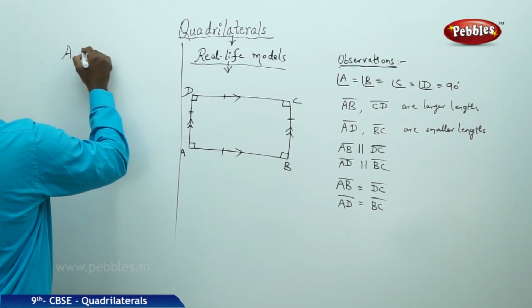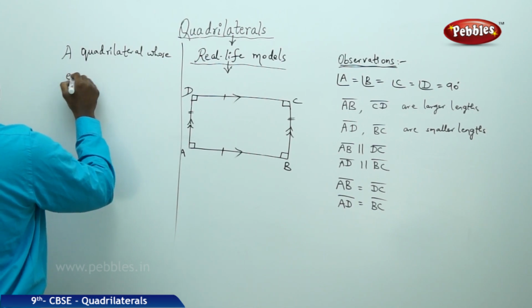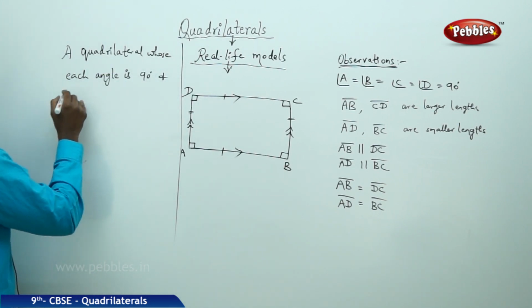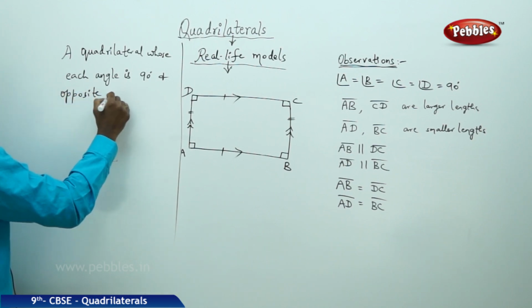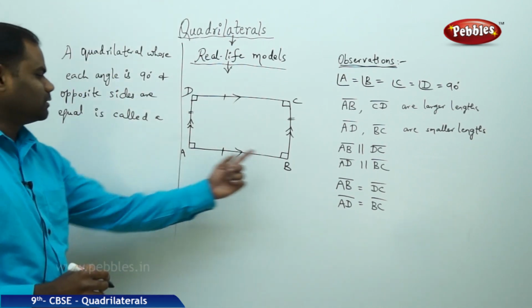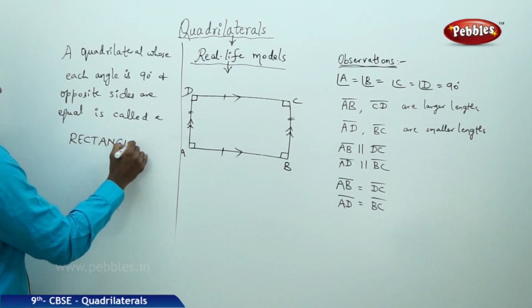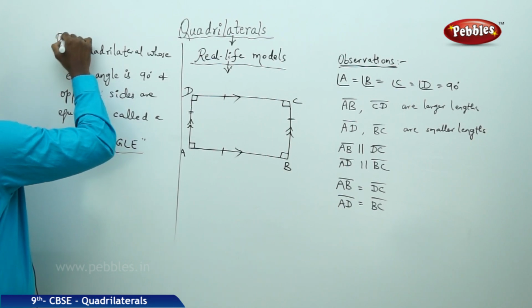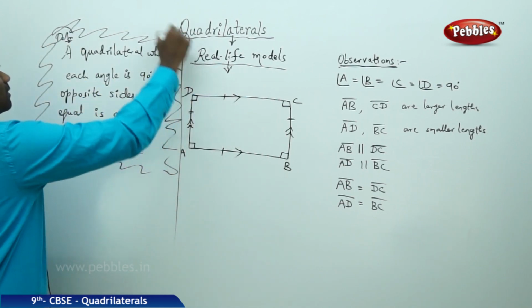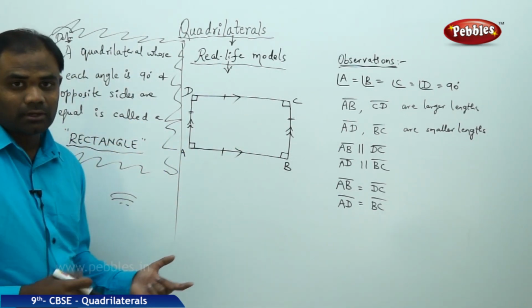So let's see it: a quadrilateral whose each angle is 90 and opposite sides are equal is called a rectangle.